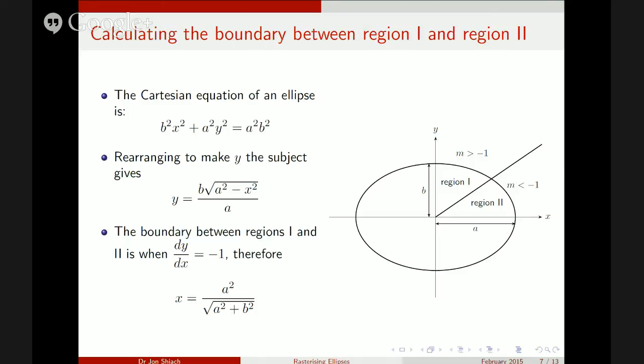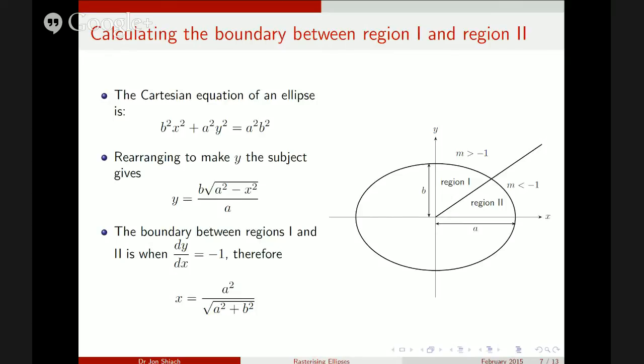So we need the boundary, the point where the gradient is exactly equal to -1. How do we find that? The answer is calculus. We have y equals b times the square root of a squared minus x squared, all over a. I'm going to write it using exponents. That's our expression for y. I need to know where the gradient of y is equal to -1. Ask an A level student, and they'd say you differentiate, so we're going to find dy/dx.